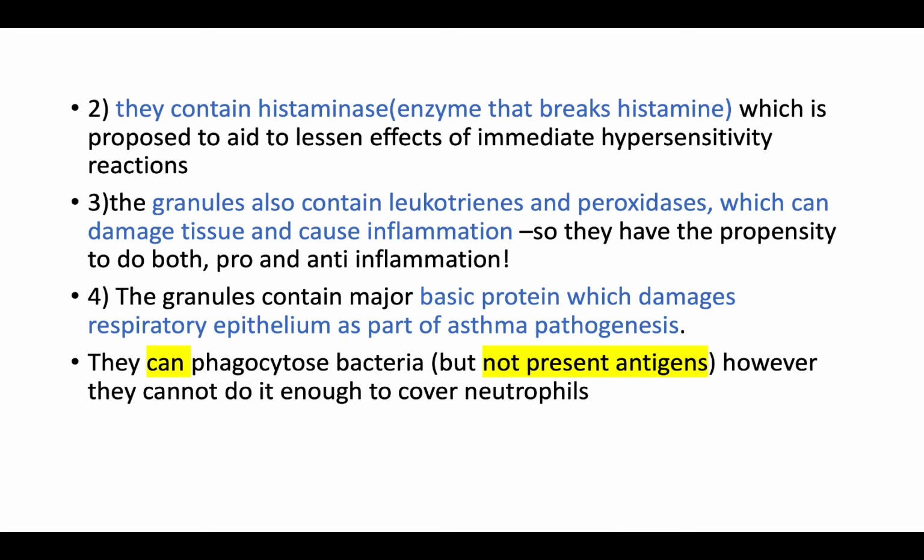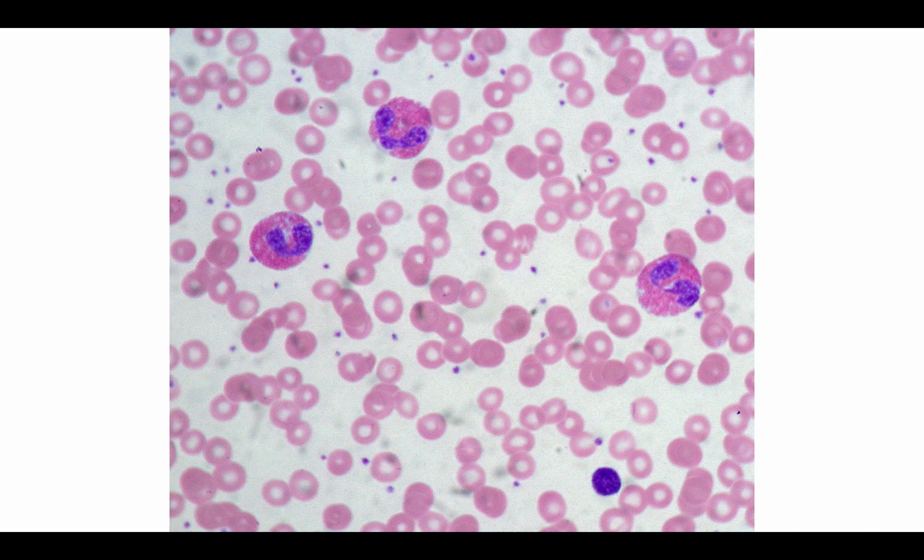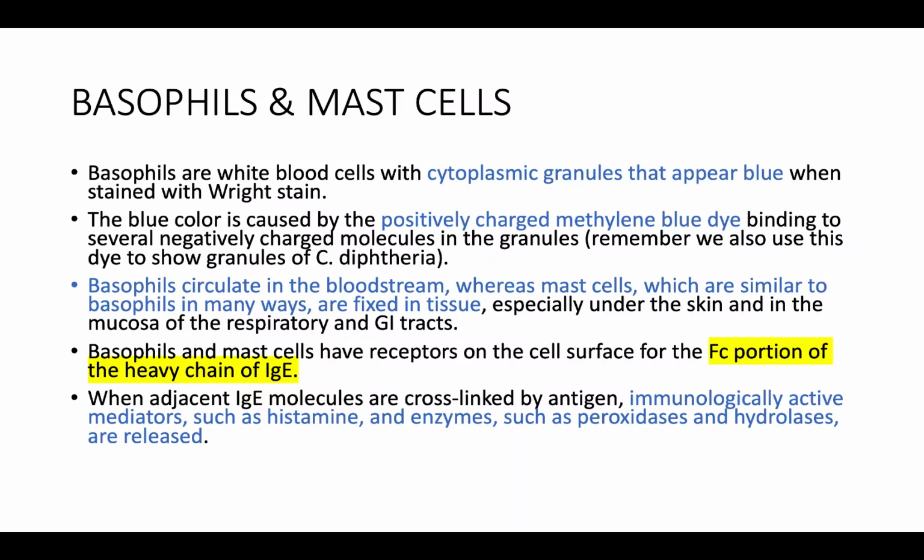They can phagocytose bacteria, but obviously they're not antigen presenters. Actually, phagocytosis becomes a spectrum. So lots of cells are able to engulf foreign objects if they have the ability to destroy them. So they're not really phagocytes, but they have this ability. And you know this from your hematology, how eosinophils look.